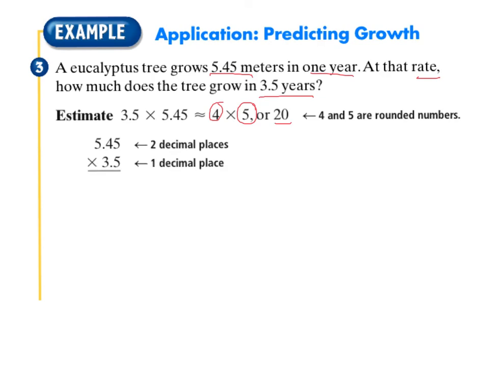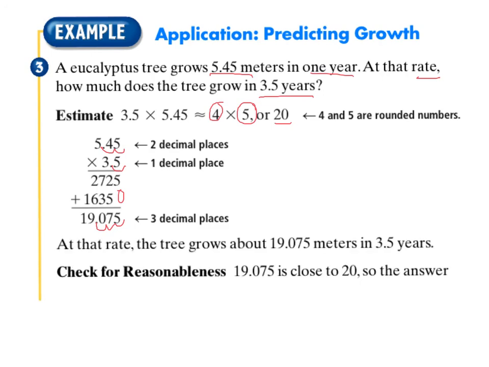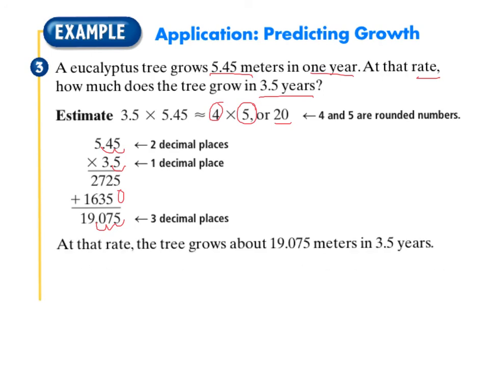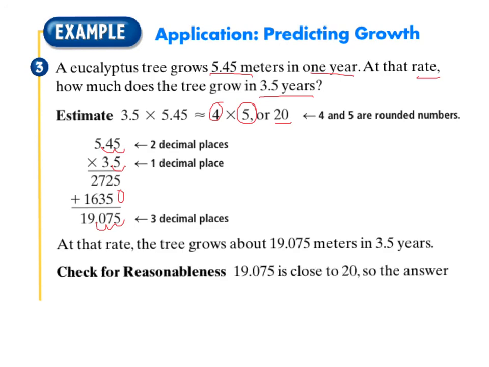Then we can do the math and see if our estimate was close. So 5.45 has 2 decimal places, and 3.5 has 1 decimal place. Do your multiplication, add it up, count over. Your answer is 19.075. At that rate, the tree grows about 19.05 meters in 3.5 years. So again, to check for reasonableness, 19.075 is pretty close to 20, so our answer is reasonable.